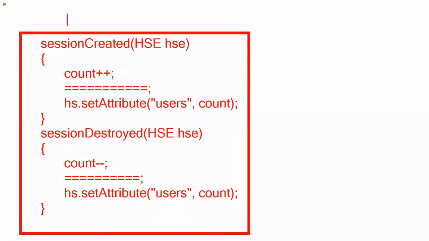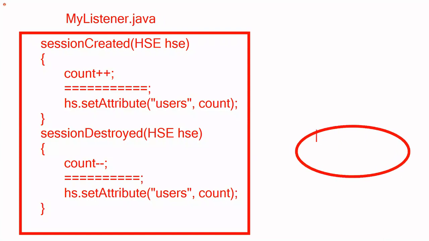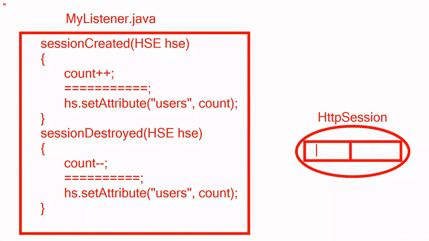So for example, my listener dot Java. Here is the session object, HTTP session object. It's like a servlet context type. Users, here the count value. With this method, control comes here; with this method also, it is updated.